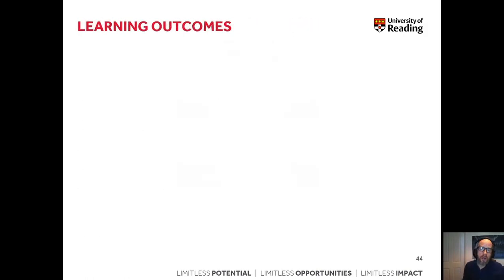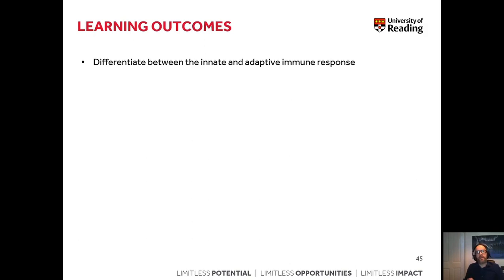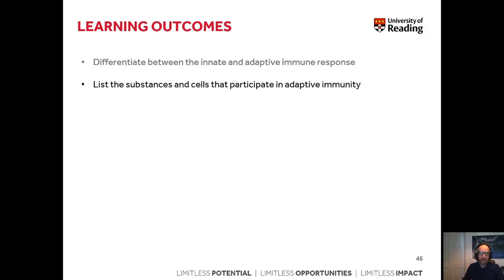So, what are the specific learning outcomes for today's session? First of all, after watching the videos, you should be able to differentiate between the innate and adaptive immune response in terms of the speed of activation and the mechanisms that are involved in both of those types of immunity. In addition, you should be able to list the substances but also cells that participate in adaptive immunity.